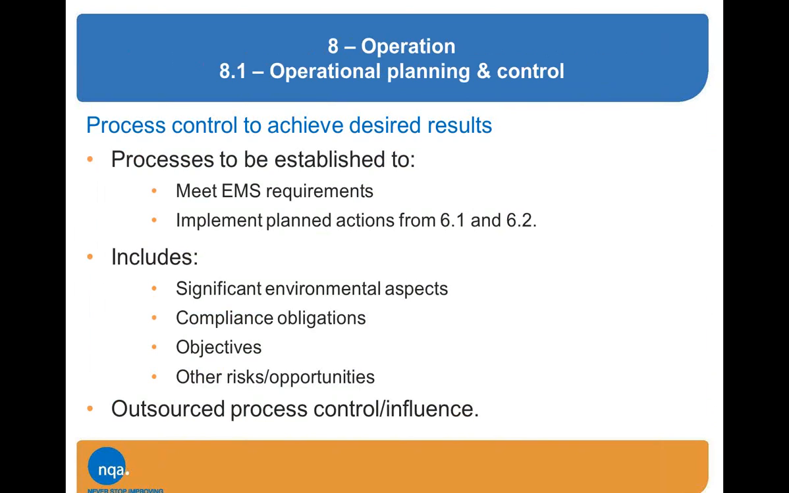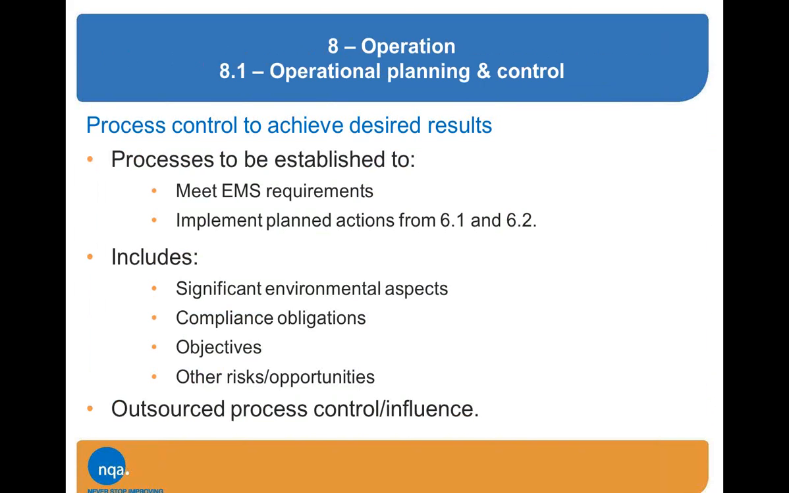So that includes things that we've identified as significant aspects, whatever we've identified as our compliance obligations, be they legislative or mandatory or voluntary that we've taken on a voluntary basis. It includes the objectives that we've set and any other risks and opportunities we might have identified. It also includes outsourced processes and control or influence, dependent on who those suppliers, who those contractors are, and whether we can have control or influence.